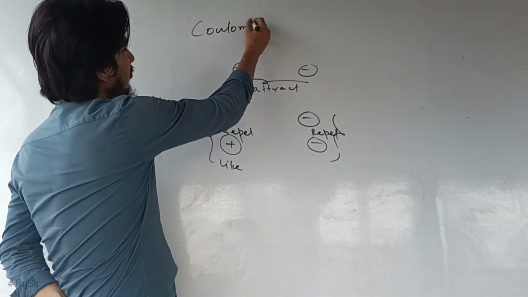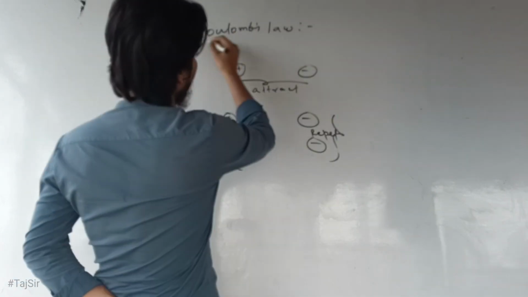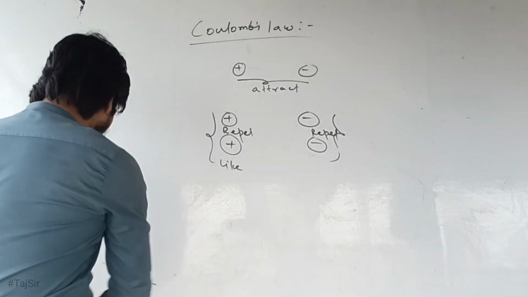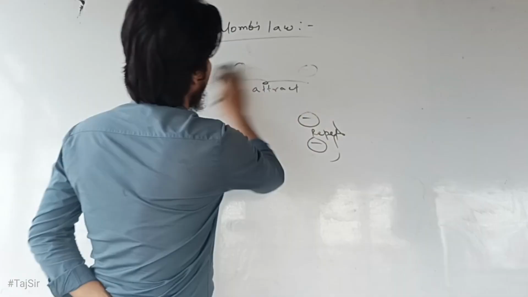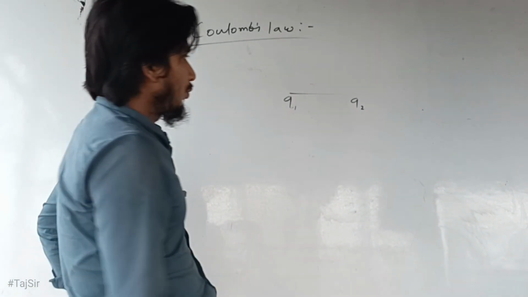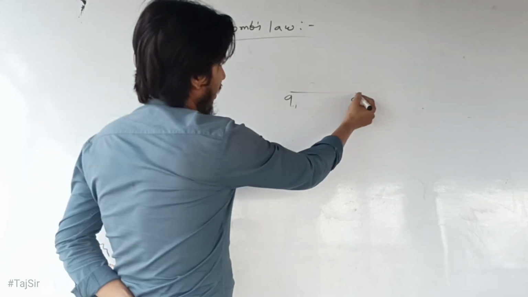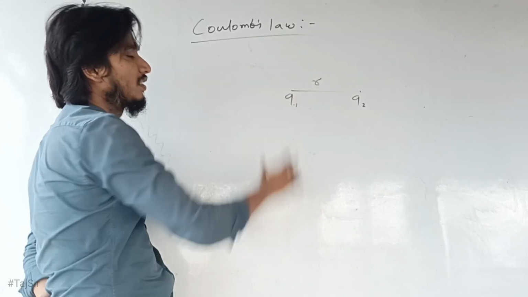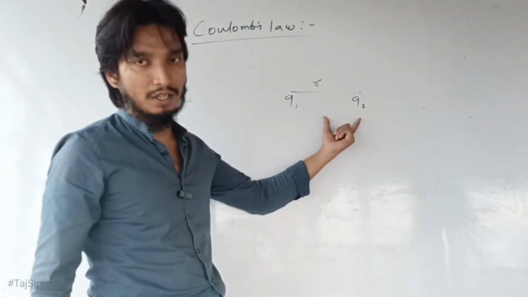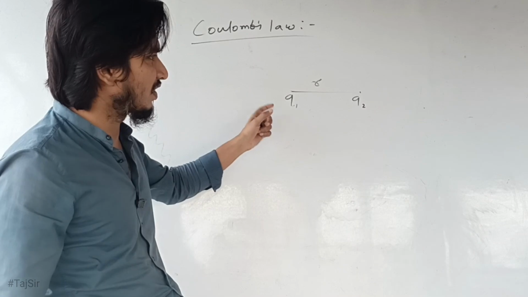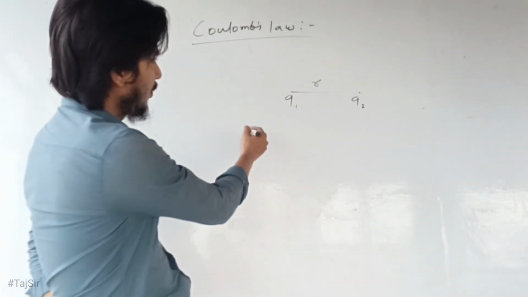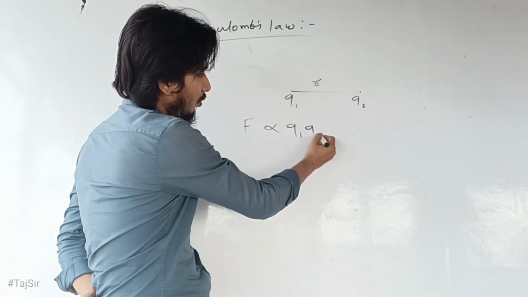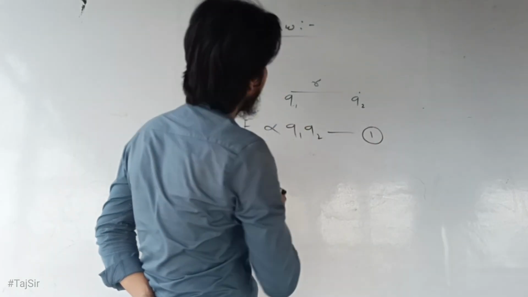Coulomb's law states that, suppose there are two charges, charge q1 and charge q2, separated by a distance r. Then there exists a force of attraction if the charges are unlike, and a force of repulsion if the charges are like. So this force F is directly proportional to the product of the charges, q1 into q2, as Coulomb's law states.